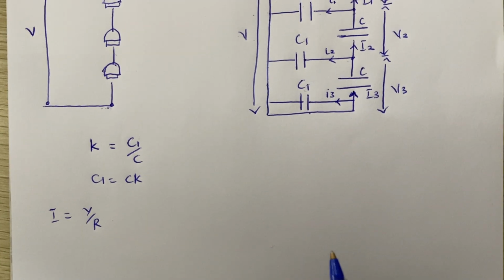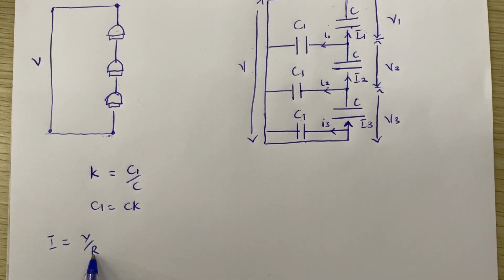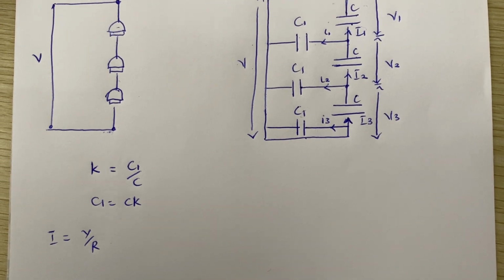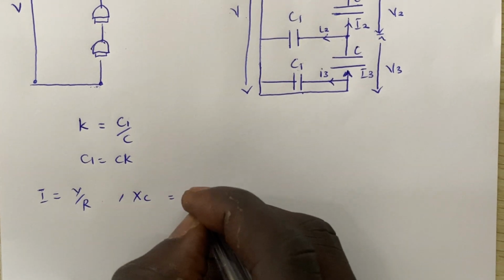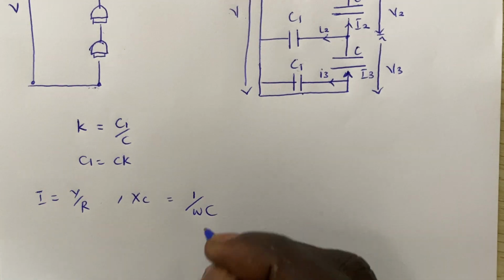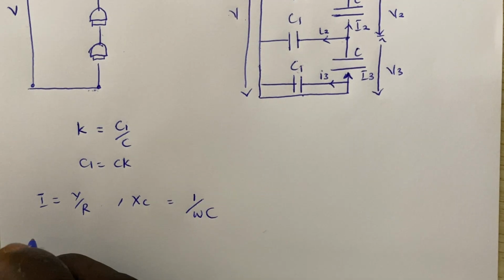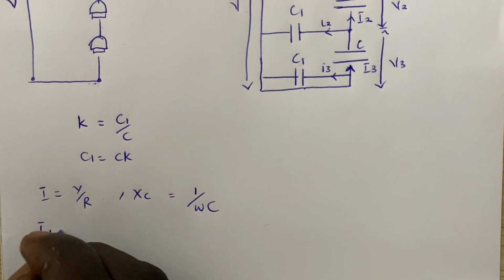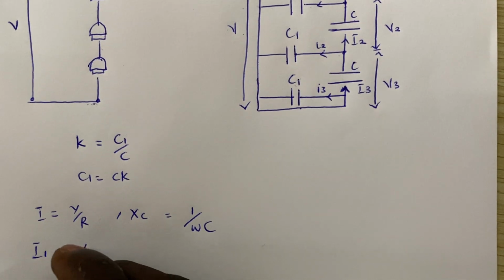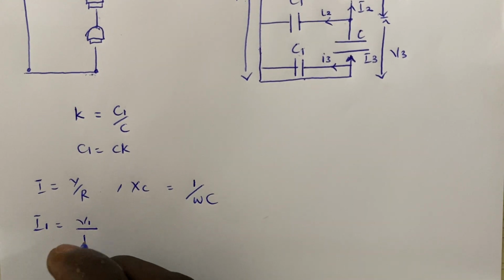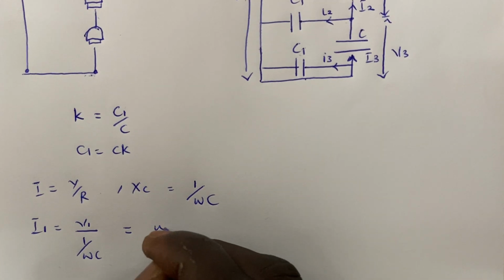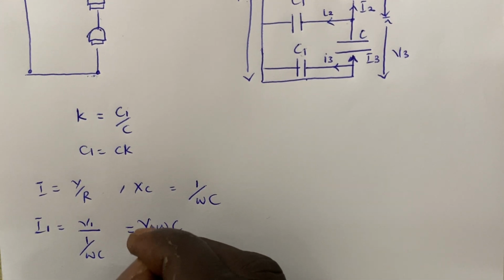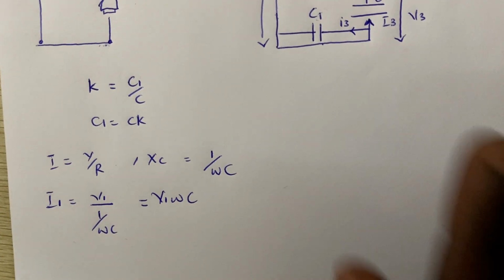But this time around, we are dealing with capacitances and not resistance, right? So we know that instead of R, we are going to deal with XC, and XC here is going to give us 1 over omega C. So now current I1 is going to be V1 over 1 over omega C, and this is the same as omega C V1. So we are done with the first current.